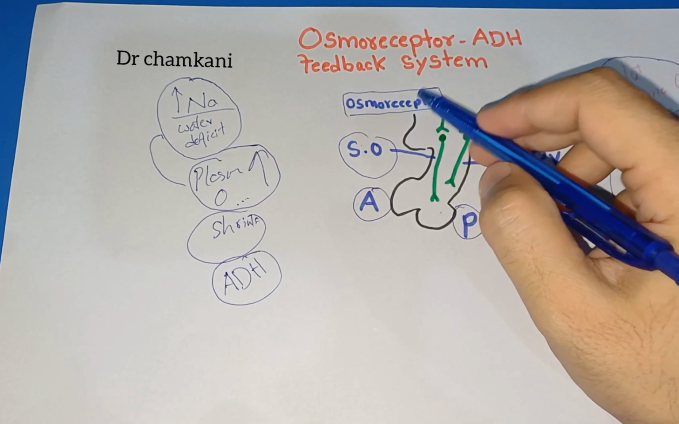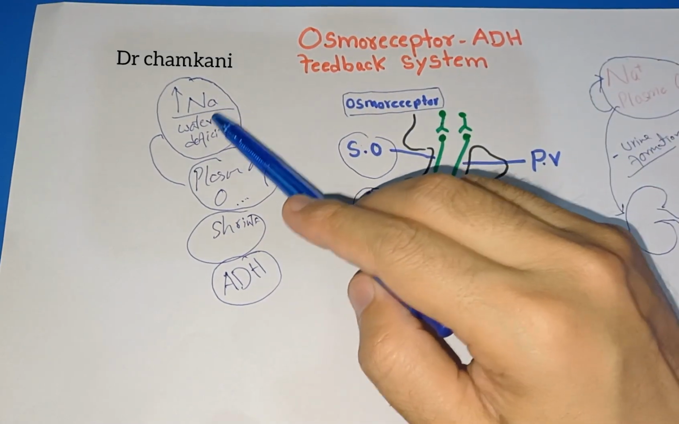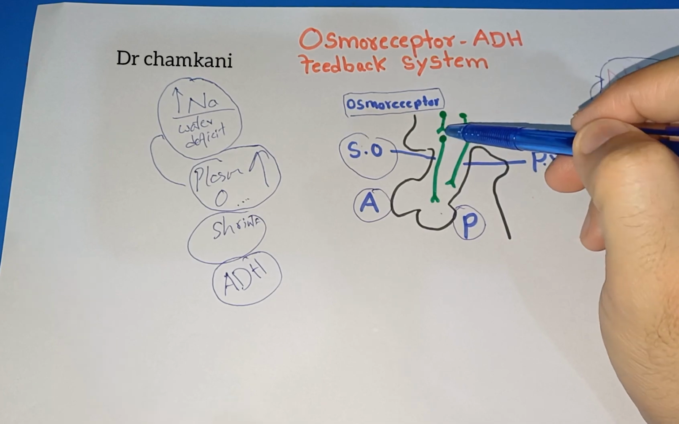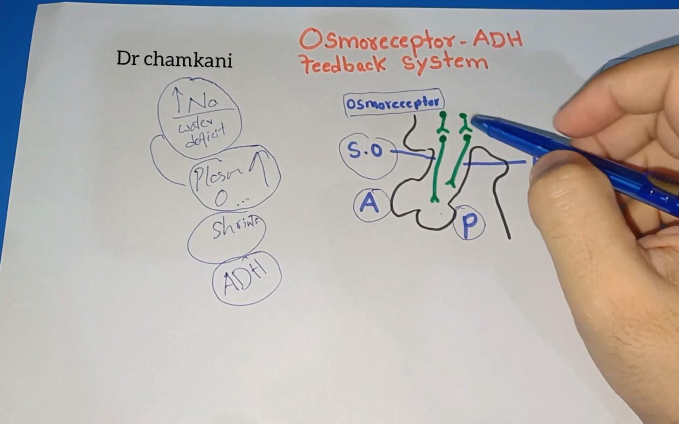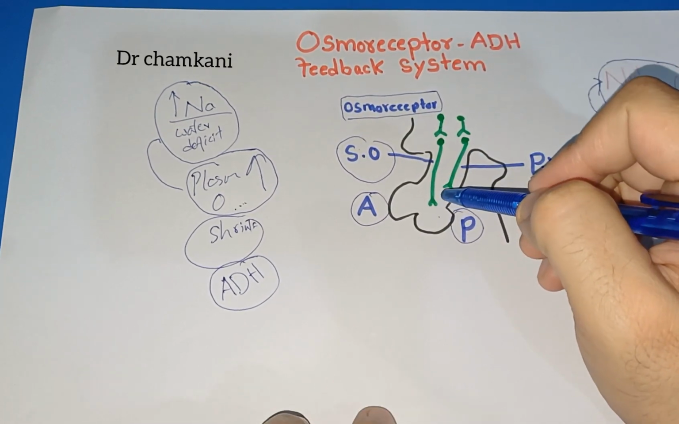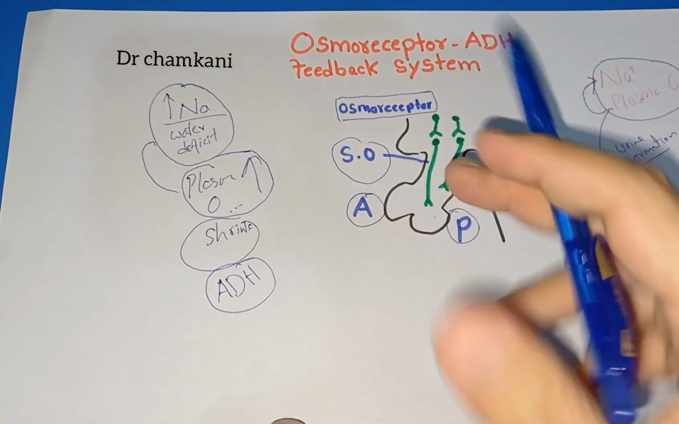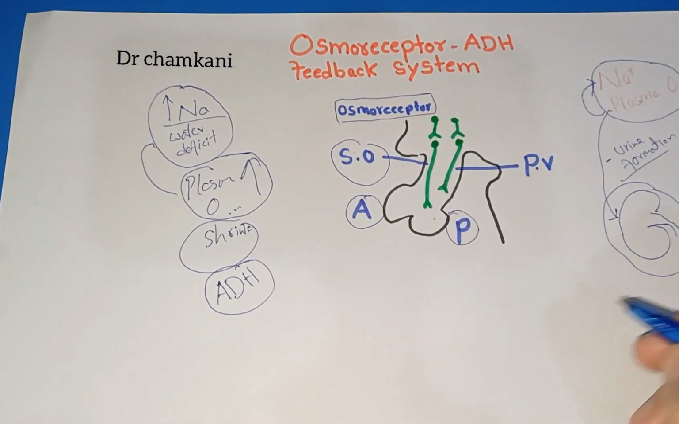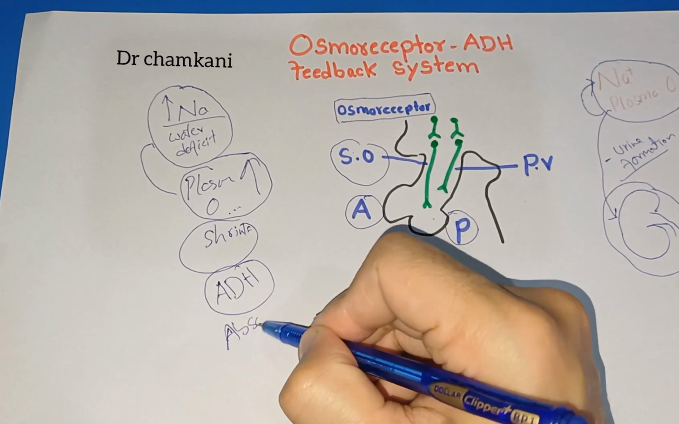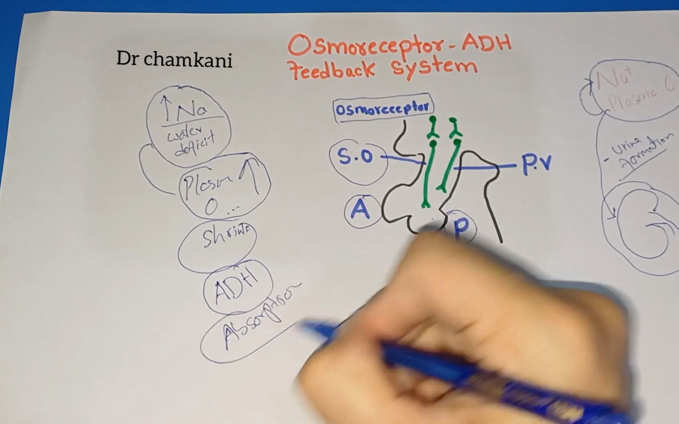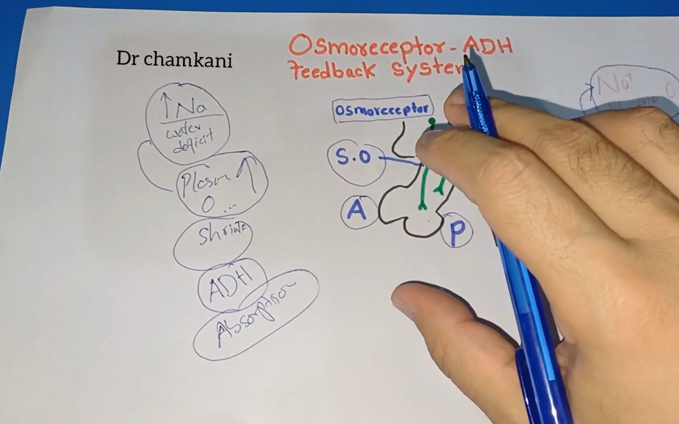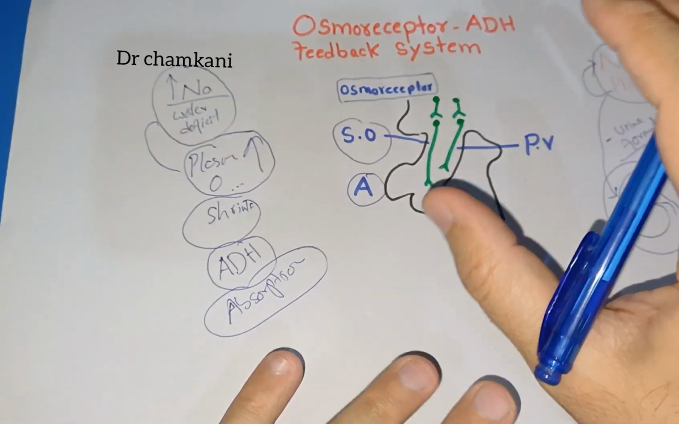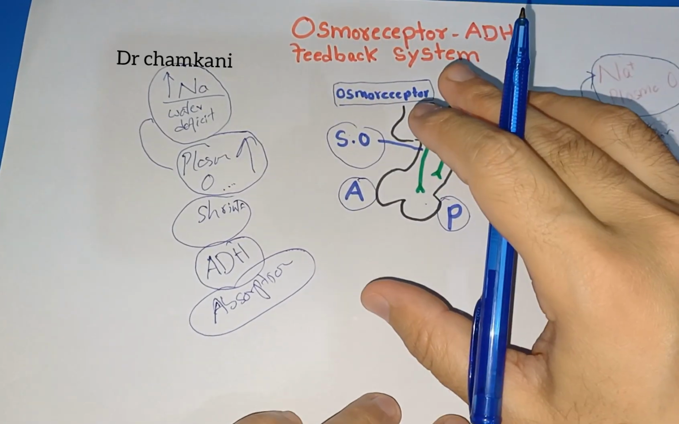So this osmoreceptor gets activated due to increased plasma concentration, and it shrinks, it fires on other nuclei, and those cells get activated and they lead to release of antidiuretic hormone. Antidiuretic hormone will come and act on the kidney and lead to absorption of water. So a lot of water will be absorbed, but other electrolyte absorption will not be affected. For example, sodium will not be affected. Sodium will continue to be excreted in urine.